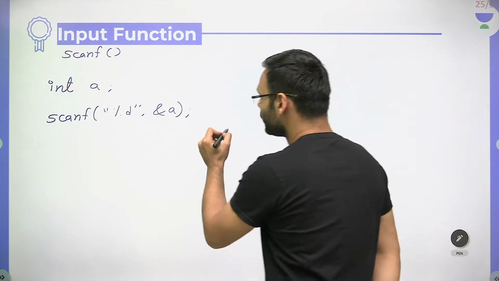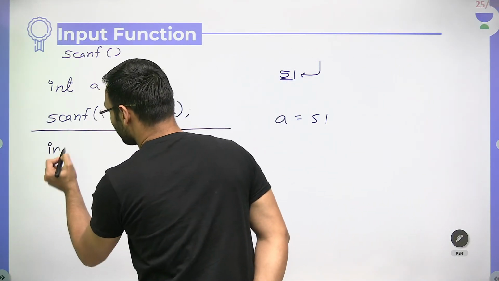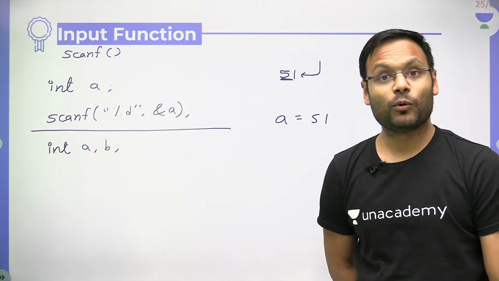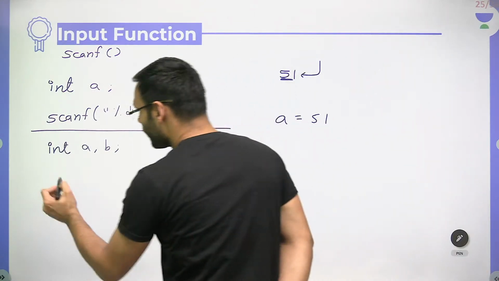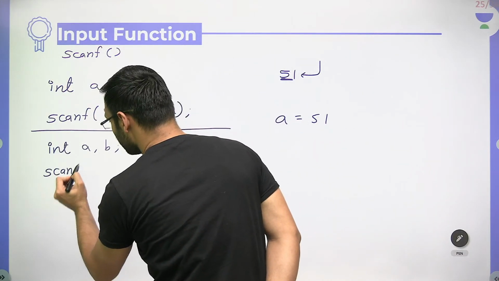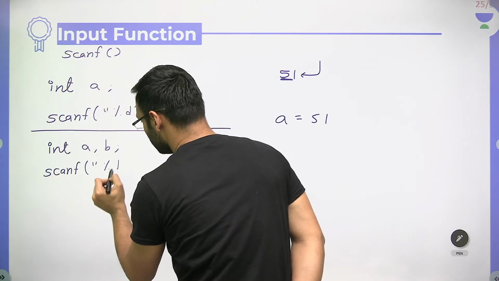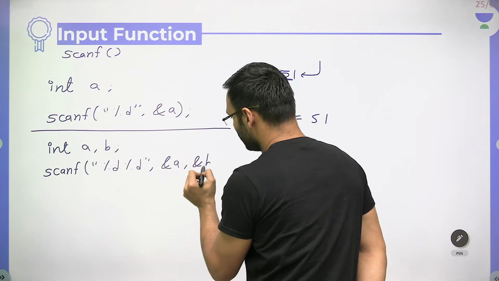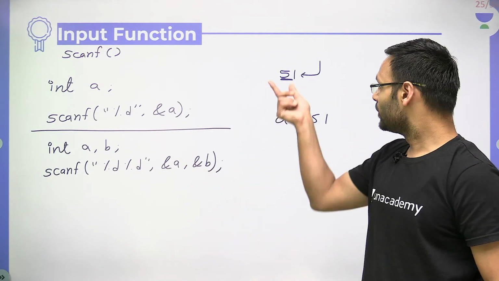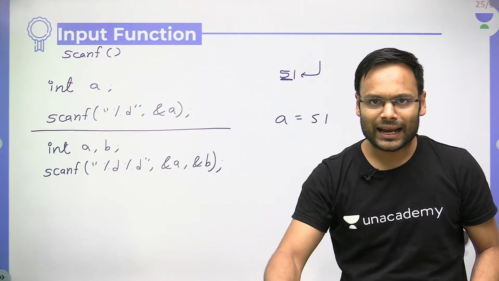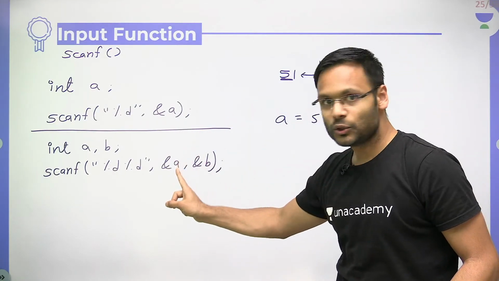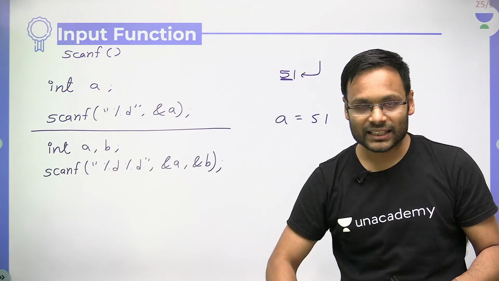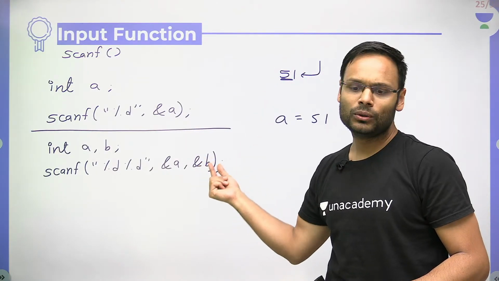Fine. If you want to take two inputs from the keyboard, if you have two integer variables and you want to take two inputs, what will you do? You will write the scanf statement, double quote, two times %d, ampersand a, comma, ampersand b. First the cursor will stop, where you type an integer value, enter, and the first value will be assigned to a. Then again the cursor will stop. You will type another value through the keyboard, enter, and that will be assigned to b.